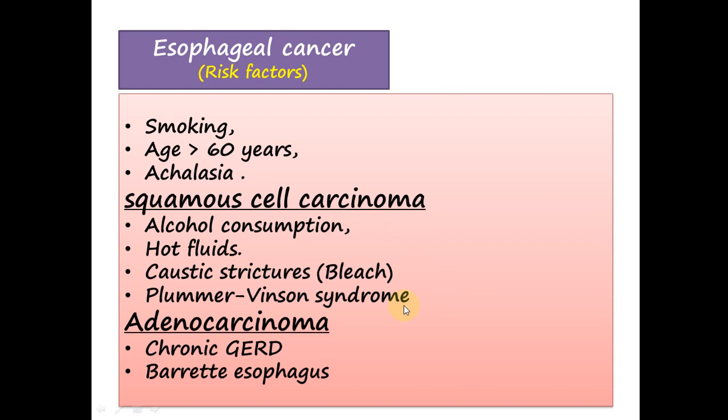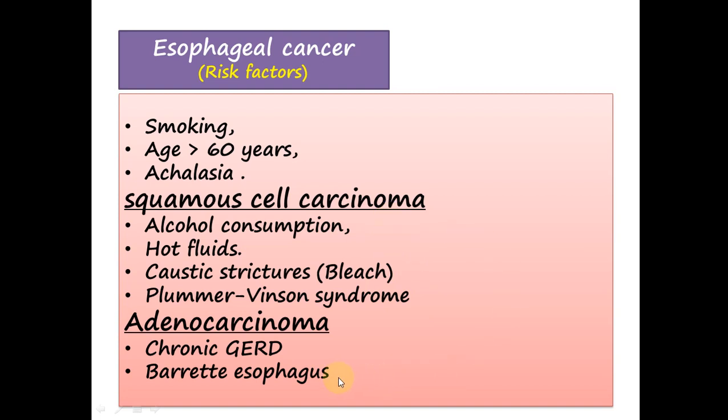Plummer-Vinson syndrome is a condition which is mostly associated with some type of nutritional problems or nutritional deficiency, and in addition to dysphagia with difficulty in swallowing, Plummer-Vinson syndrome is also associated with glossitis, by which we mean inflammation of the tongue. It is also associated with iron deficiency anemia, and there may be cheilosis or cracking at the corners of the mouth, and it is also a risk factor for squamous cell carcinoma.